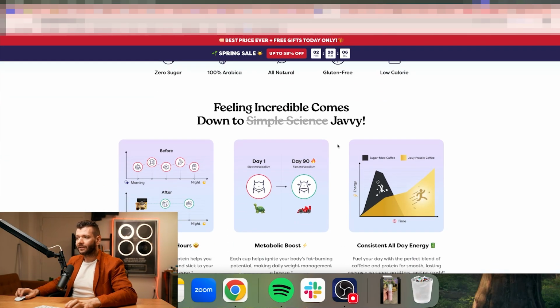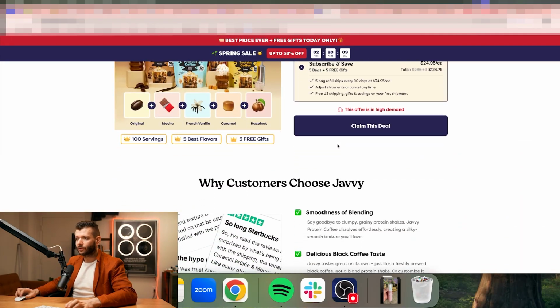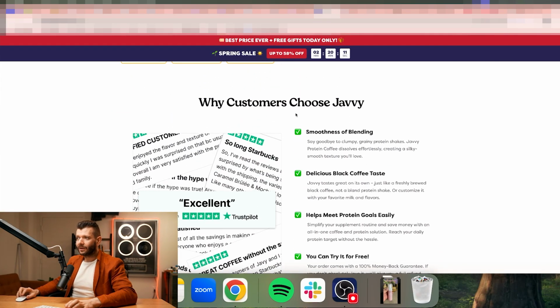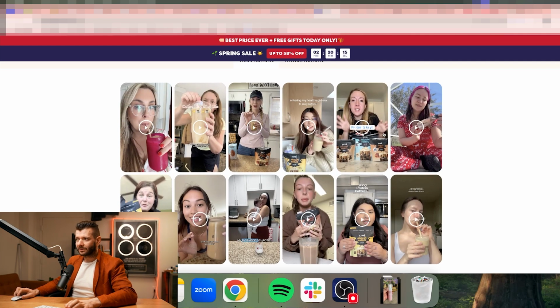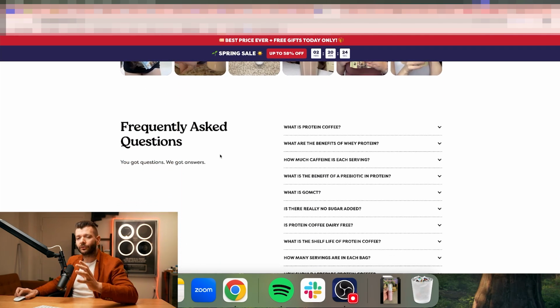Next element here is social proof. So they have a lot of social proof here. You can see both images, but also the UGC content videos from your customers. Last element you need to have on all of your product pages is the frequently asked questions. If you add this, your conversion rate will increase by 10-20%. Just this element alone, it is so important.